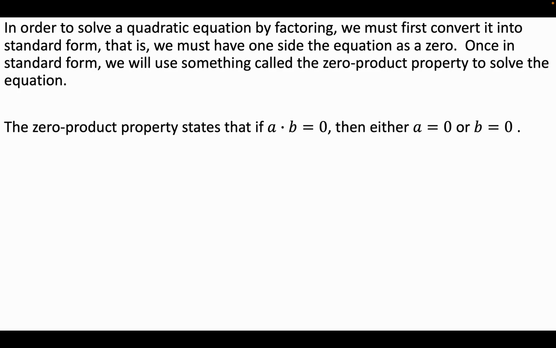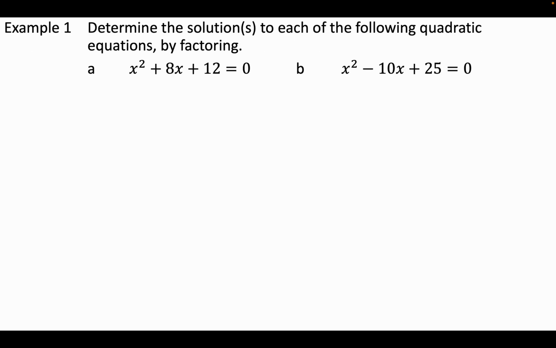The only way we can multiply two items together and get zero out as an answer is if one or the other one is zero. That is the key to what makes factoring work for solving quadratics. So we'll just jump straight into this.